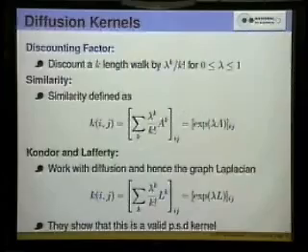Kondor and Lafferty in 2001 or 2002 came up with essentially the same idea. They had a different motivation. They came from Gaussian processes and infinitely divisible distributions, and instead of working with random walks, which are in some sense discrete time events where you take discrete time steps, they worked with a diffusion process.